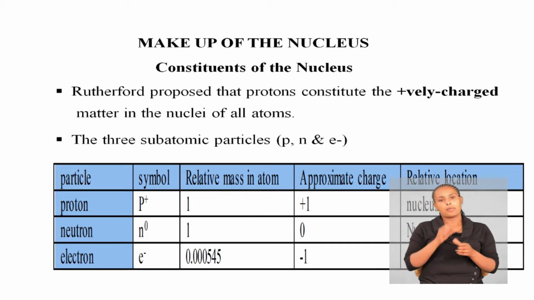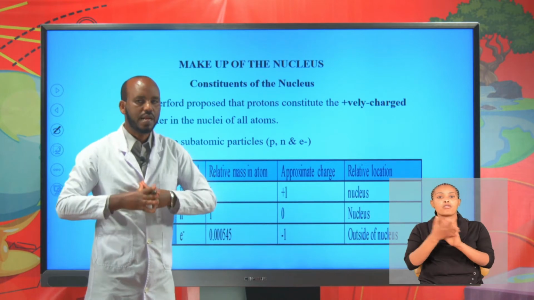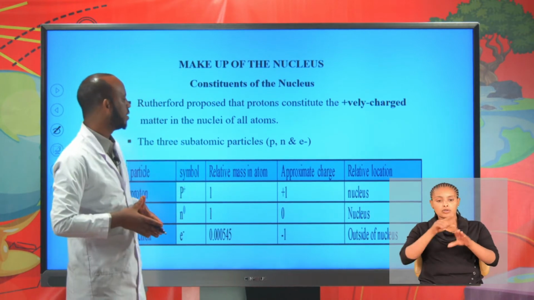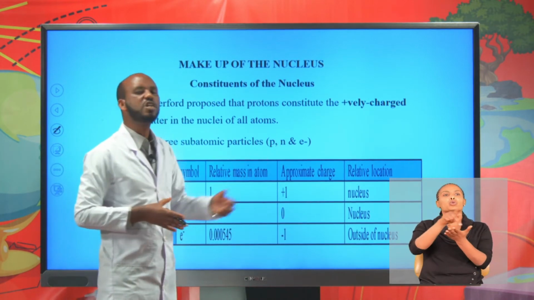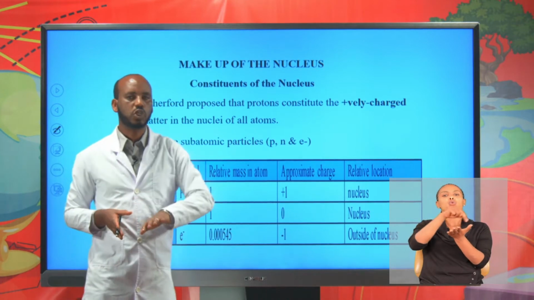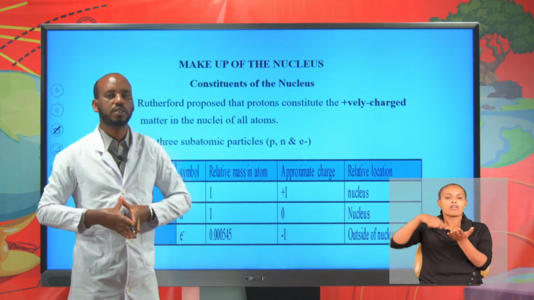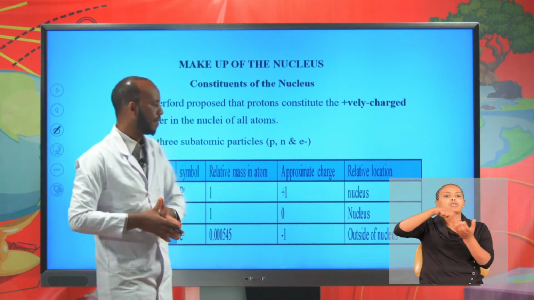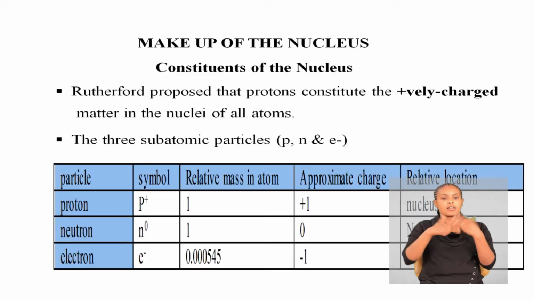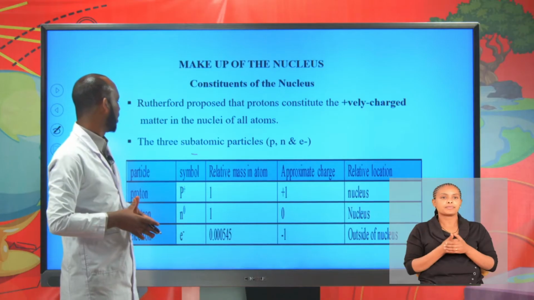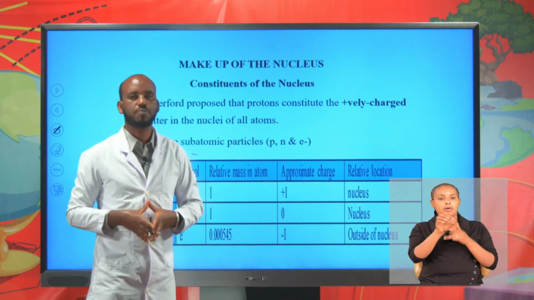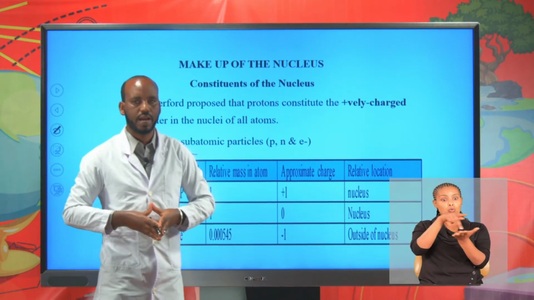Makeup of the nucleus. The nucleus of the atom is now believed to contain protons and neutrons. Electrons are revolving around the nucleus. Therefore, Rutherford proposed that protons constitute the positively charged matter in the nuclei of the atoms. The 3 subatomic particles are protons, neutrons, and electrons.